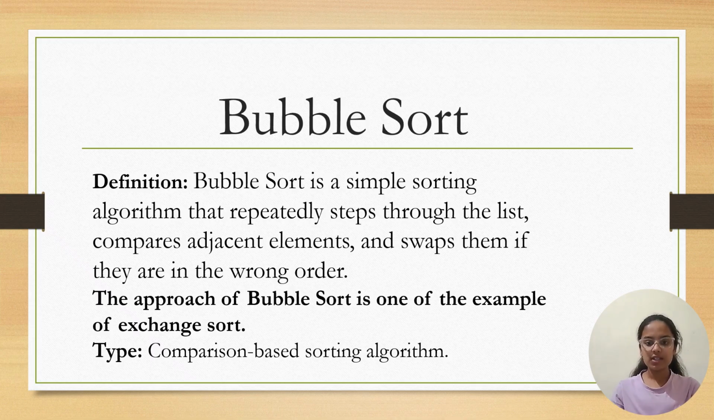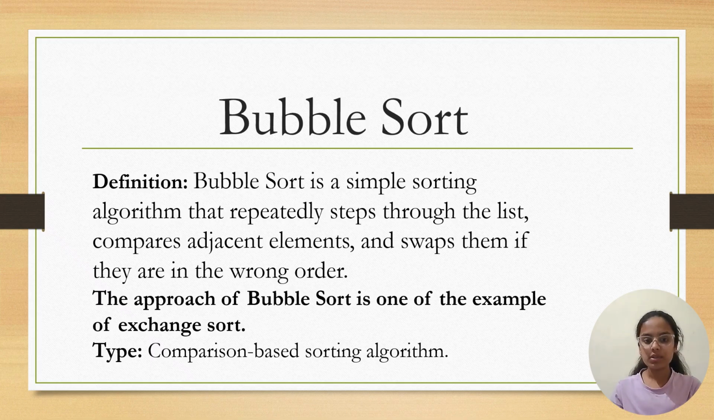So in this presentation, we will learn about bubble sort. Bubble sort is a simple sorting algorithm that repeatedly steps through the list, compares adjacent elements and swaps them if they are in the wrong order. Each and every element is compared with its adjacent element and swapped if they are in the wrong order, which means if the first element is greater than the second element.